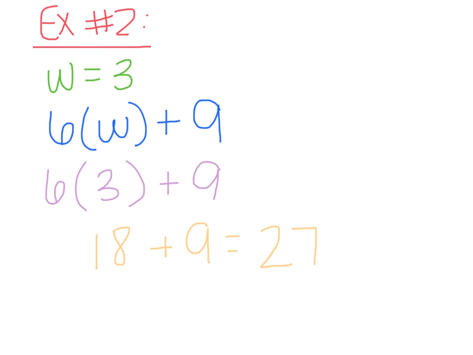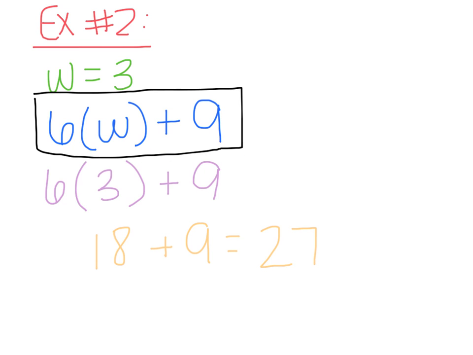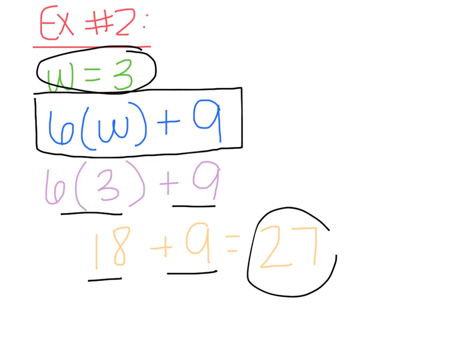Example number 2. Here's our expression, 6 times w plus 9, and we know that w equals 3. So instead of 6 times w, we have 6 times 3 plus 9. Remember, you do parentheses first. So 6 times 3 is 18, and then 18 plus 9 is 27.